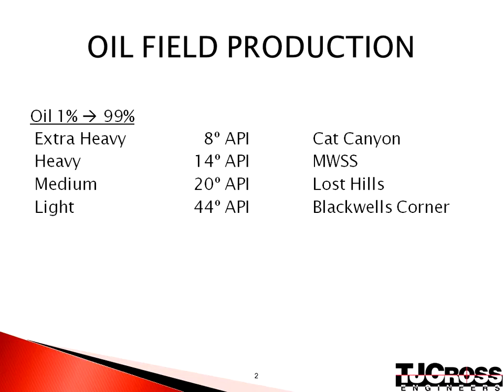Heavy oil, such as that found in Cat Canyon or Midway Sunset fields, ranges from 8 to 14 degree API gravity. Oil produced in Lost Hills has medium gravity of 20 API, while some fields such as Blackwell's Corner produce very light oil of 44 API.